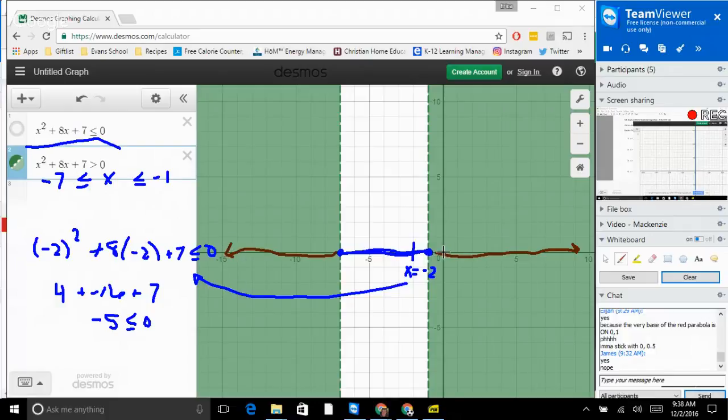So for example, x equals 0 would be a valid solution to the green equation. x equals 10 would be a valid solution. x equals -10 would be a valid solution. So you guys see how you still use Desmos, but it's a little bit of a different flip on how to solve the quadratic equation.